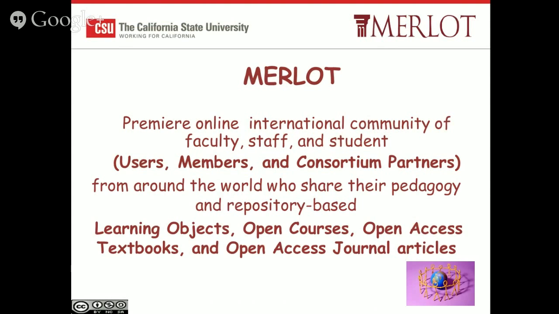So as I said, we are a premier online international community. We're made up of faculty, staff, students, librarians, administrators, content developers, and our consortium partners from all over the world. Merlot, in its repository, has 20 different material types, and we focus on open courses, open access journals, open course modules, open textbooks. By going to Merlot, you can do a search or browse our collection in any one of hundreds of different subject disciplines or material types, or languages for that matter.